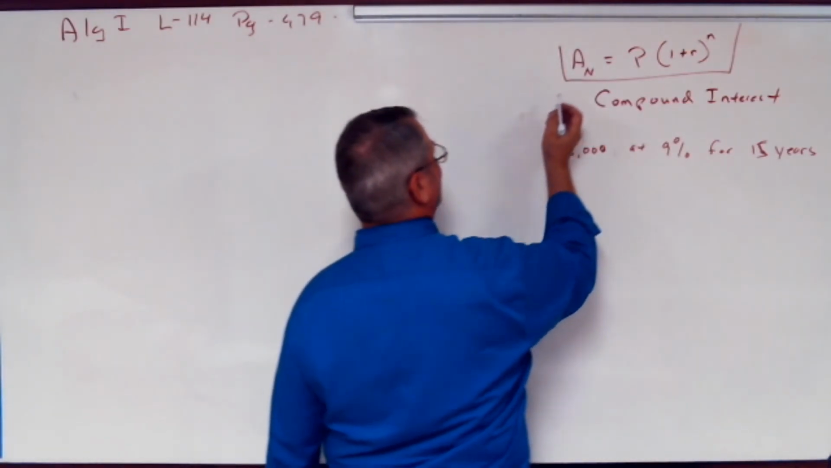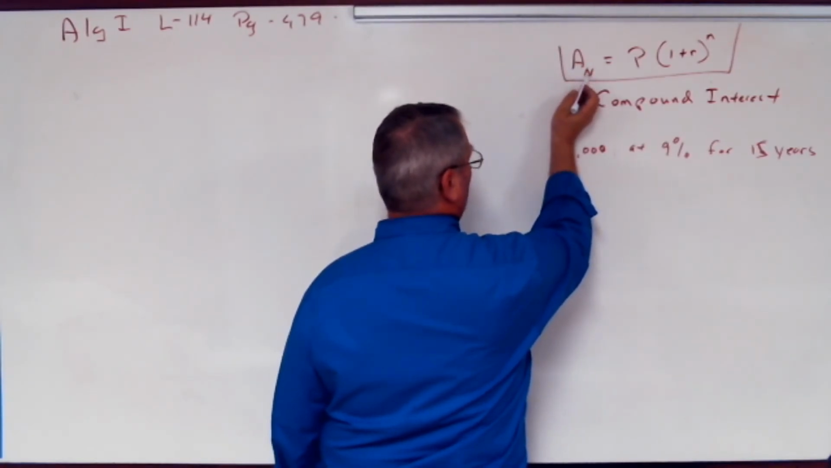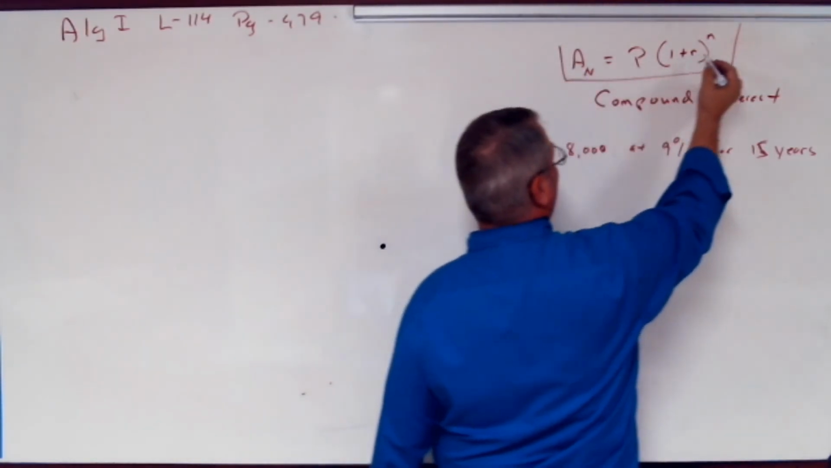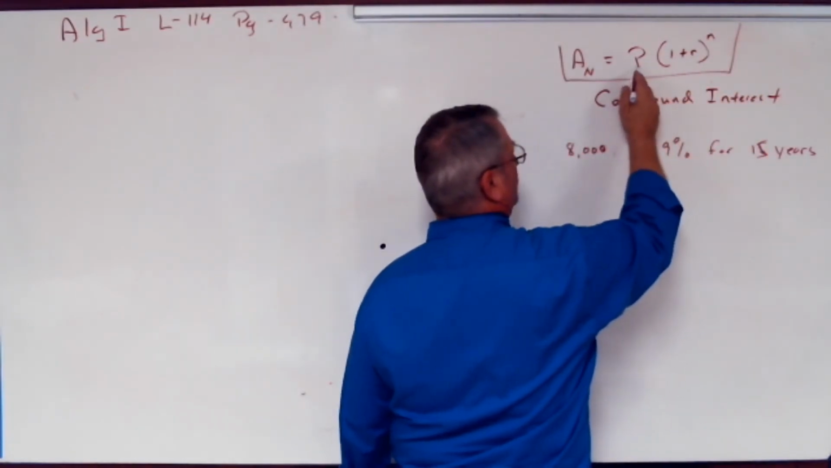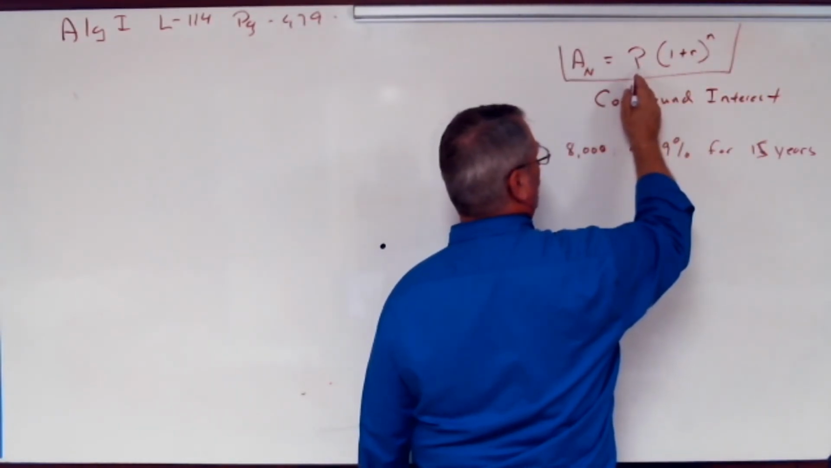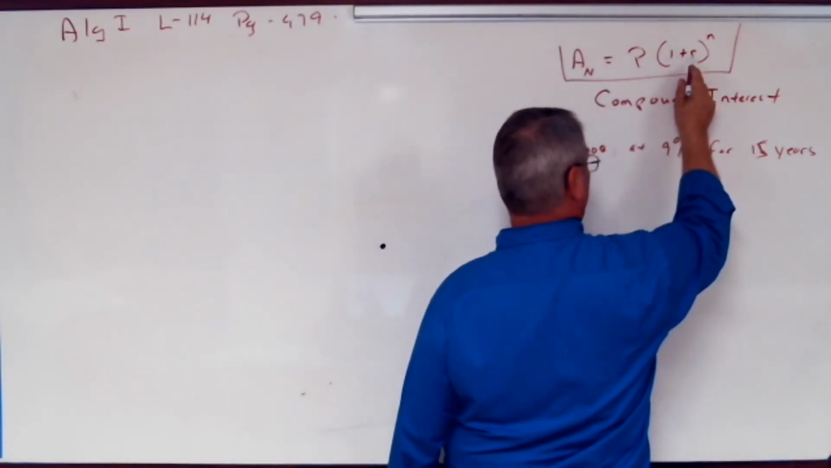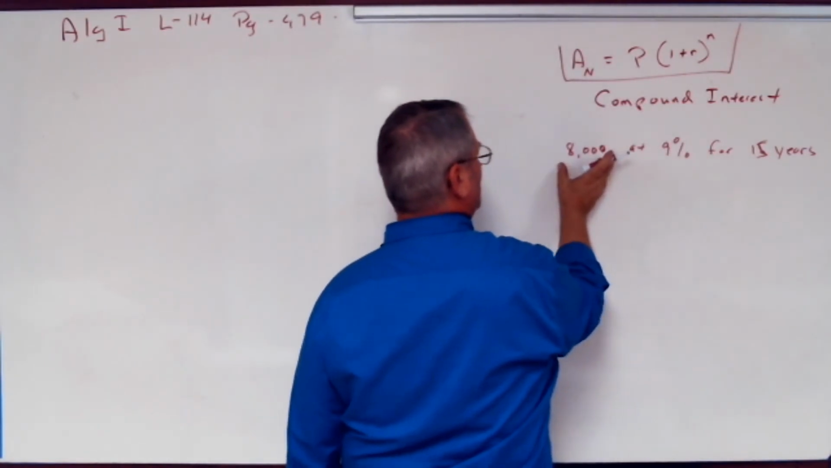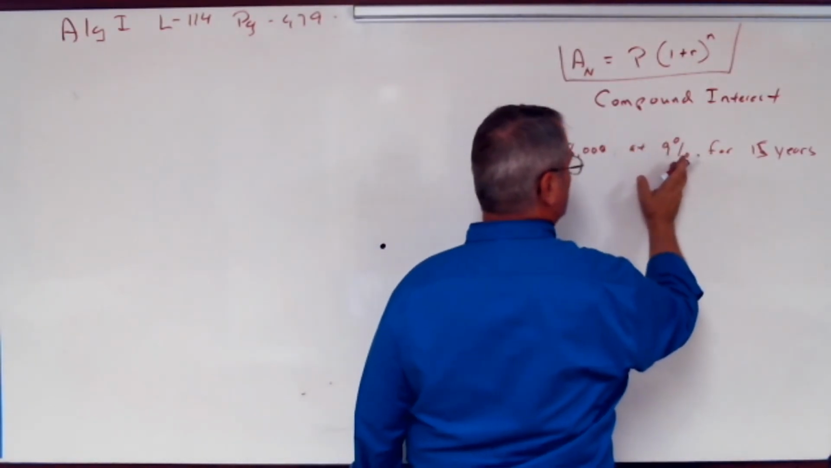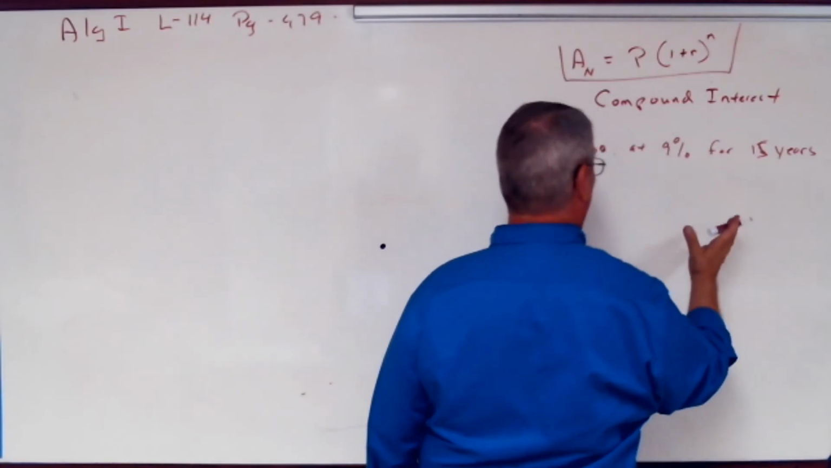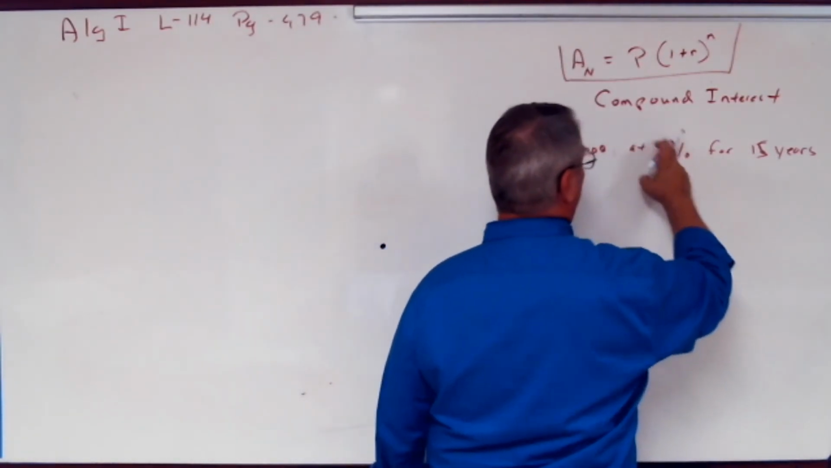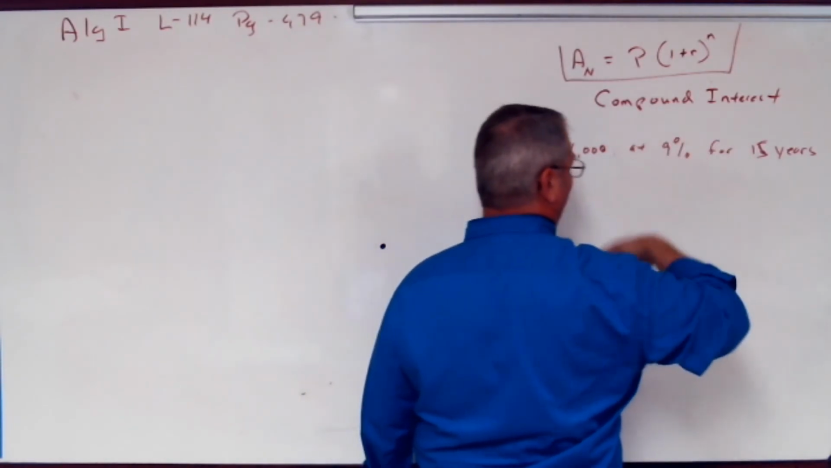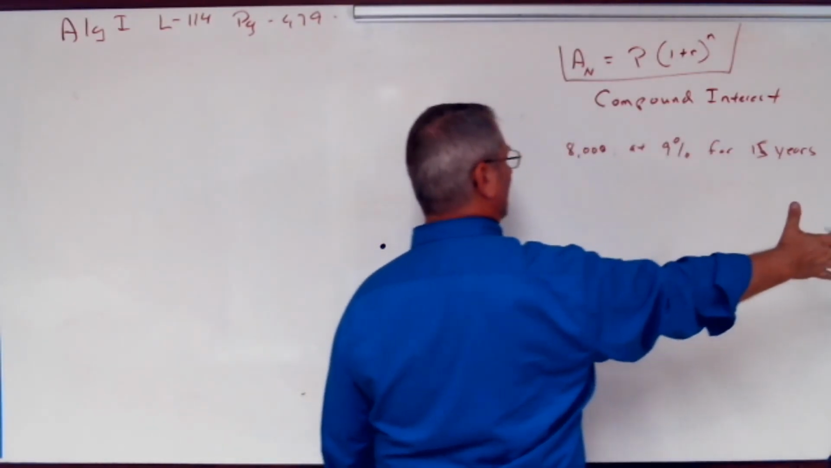Okay? This says the amount after a certain number of years. N up here is the number of years. This is P, the principal, the amount you put in to start with. This is the interest rate as a decimal. Okay? So we have $8,000 at 9% for 15 years. I want to know if I put $8,000 into a savings account at 9% interest, compounded yearly, how much will I get back after 15 years?